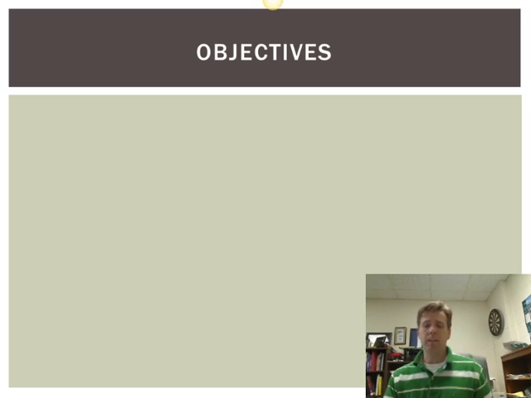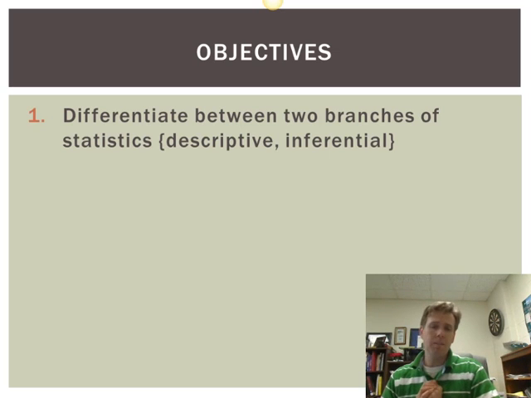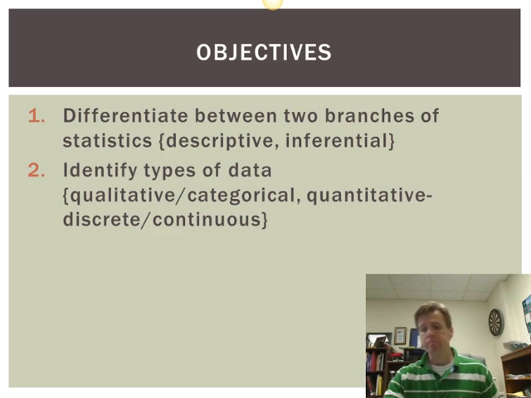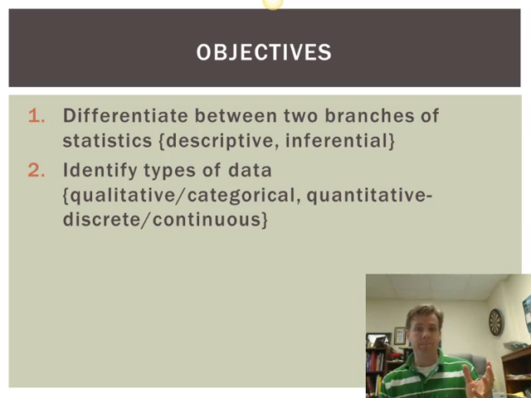So the first part is we've got to collect data. The objectives for this entire chapter: we need to be able to differentiate between the two branches of statistics. We have descriptive and inferential. For the first part of the course, we're going to be looking primarily at descriptive statistics, and in the second half of the course, we primarily look at inferential statistics. We're going to identify different types of data. We've got qualitative data and quantitative data, or categorical data. We have discrete and continuous.